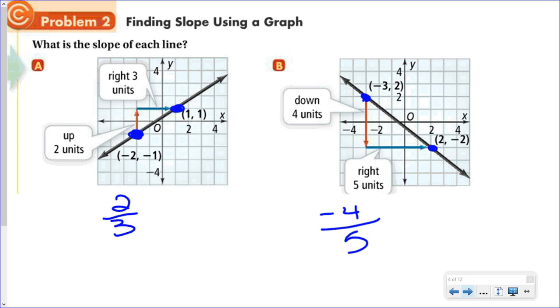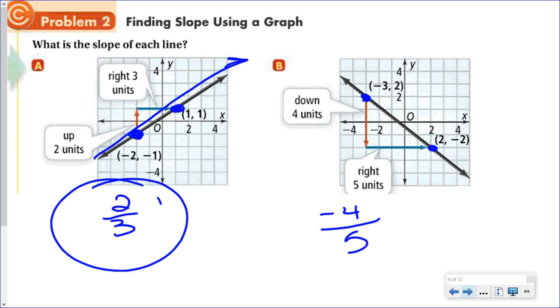And one thing I could probably talk about now is how 2/3 is positive. I'm sure you guys learned this last year. See how this from left to right slopes up? So it's going to be a positive slope. This one over here slopes down, so that would be a negative slope. So these answers do look correct.